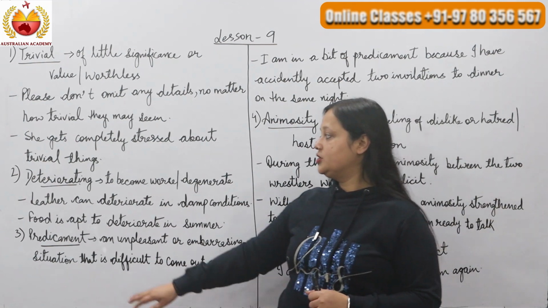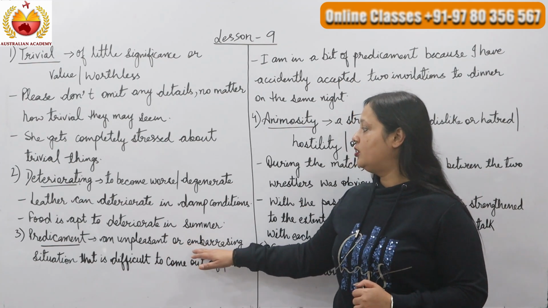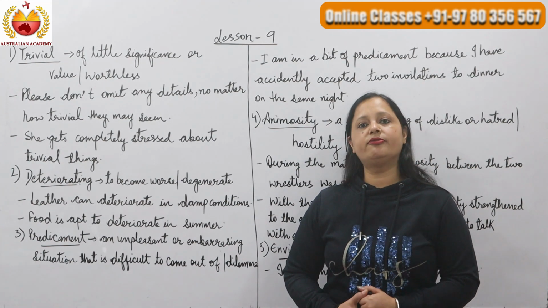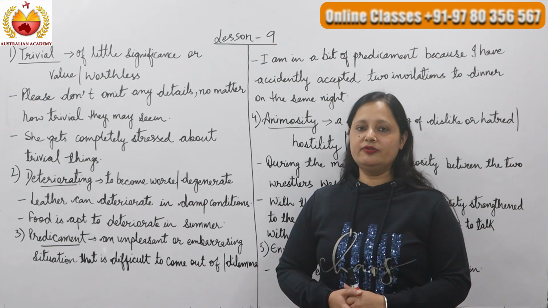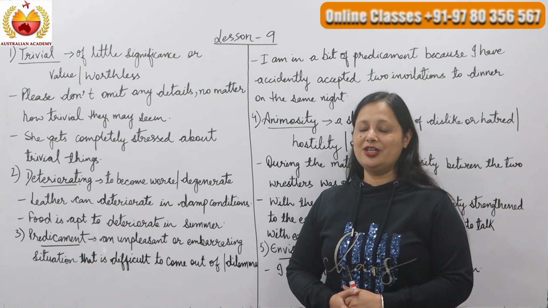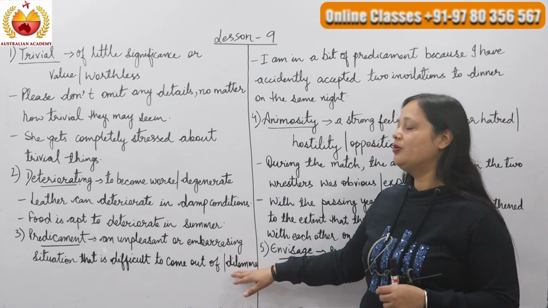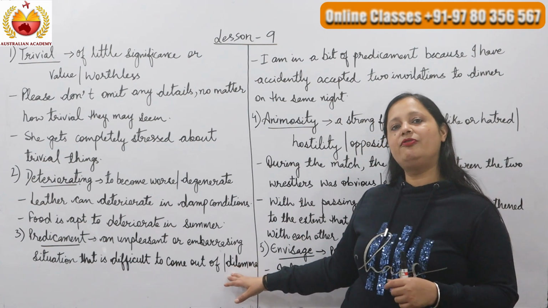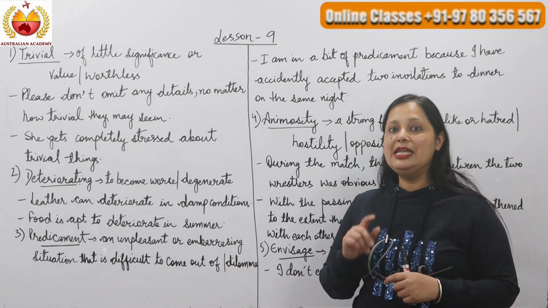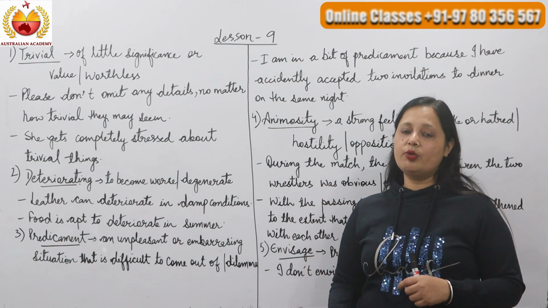Next word we have, that is predicament. Predicament is an unpleasant or embarrassing situation that is difficult to come out of. So when you are in a kind of situation that is very difficult for you and you will really be working on how you can come out of it, that is a predicament. Or in a simple word, I would say a dilemma. Dilemma means confusion. You don't know which way to go, you don't know how to deal with that situation, how to fix that problem. So this is what predicament is.